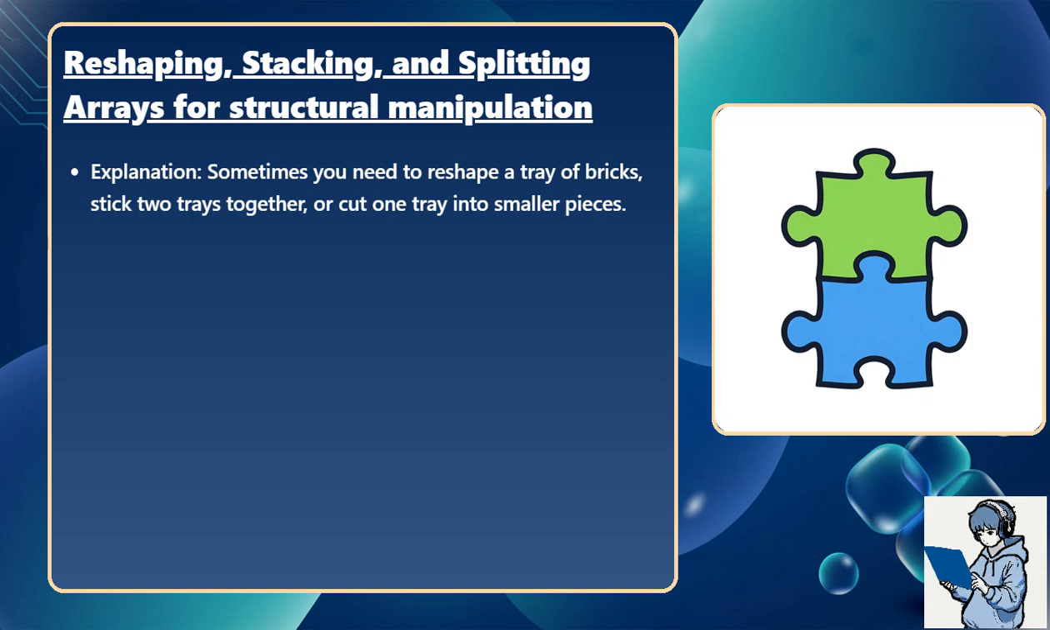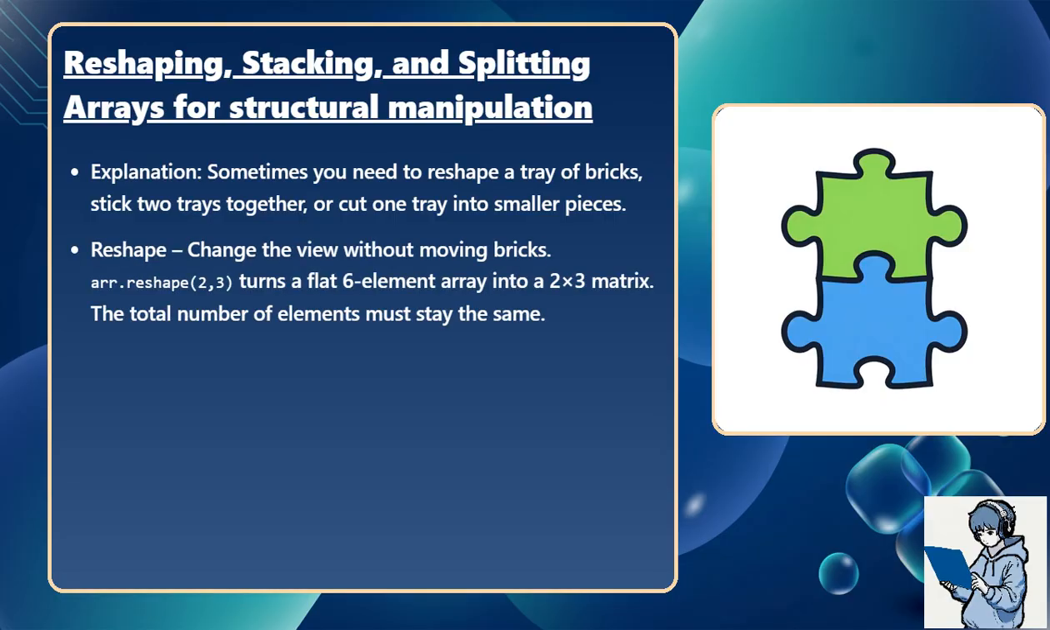Sometimes you need to reshape a tray of bricks, stick two trays together, or cut one tray into smaller pieces. Reshape changes the view without moving bricks. r.reshape(2, 3) turns a flat 6-element array into a 2 by 3 matrix. The total number of elements must stay the same.